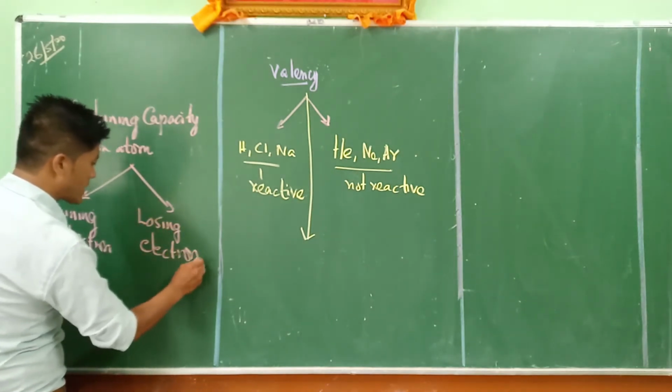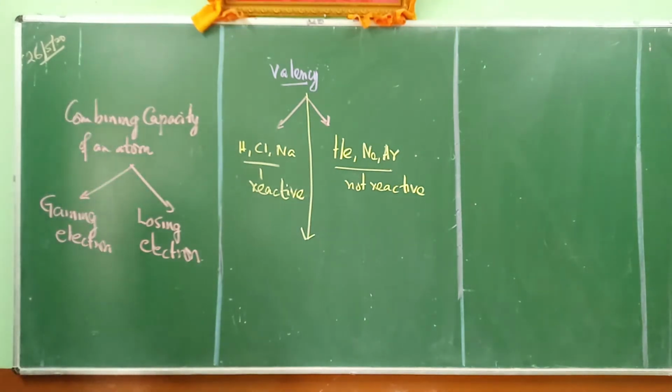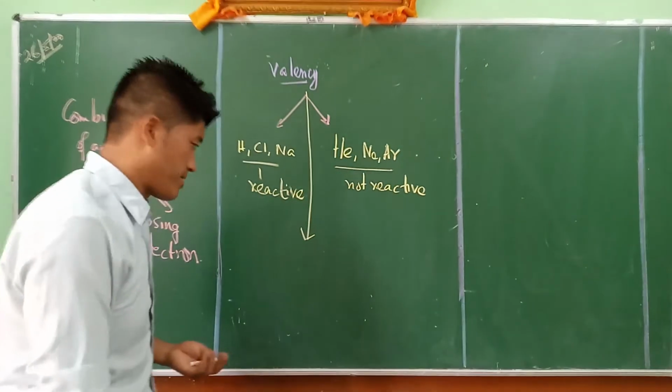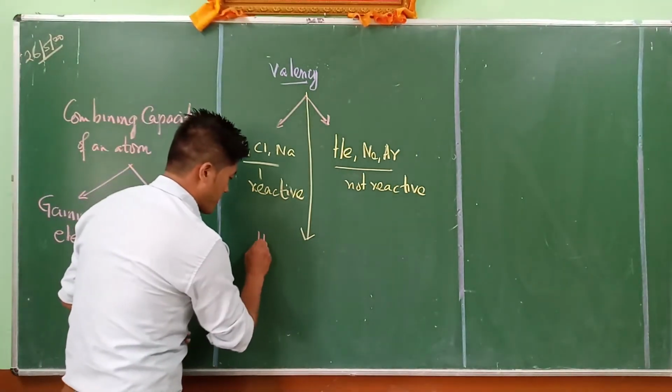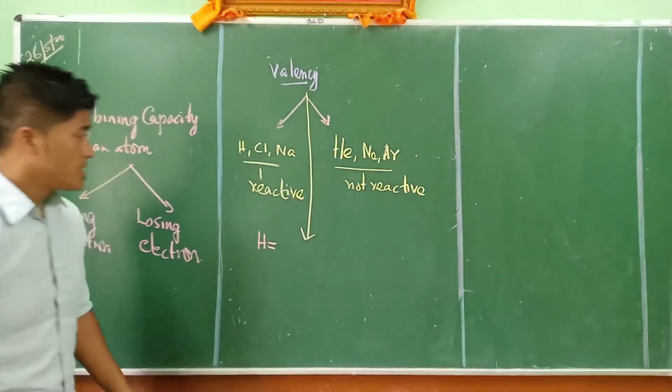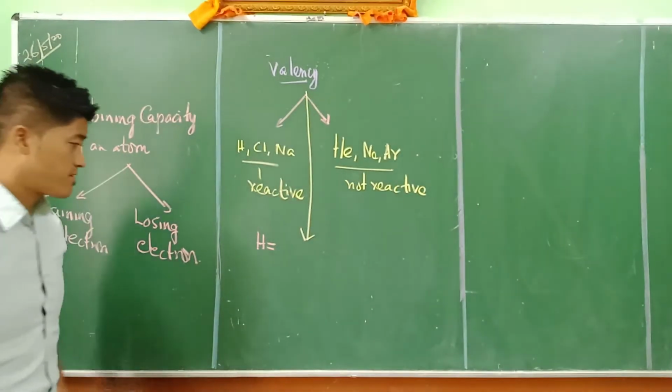Losing an electron or gaining an electron. Is that clear? This is what we used to refer to as valency. Now let us take some examples. For example, in the case of hydrogen. We say hydrogen is very reactive, right?